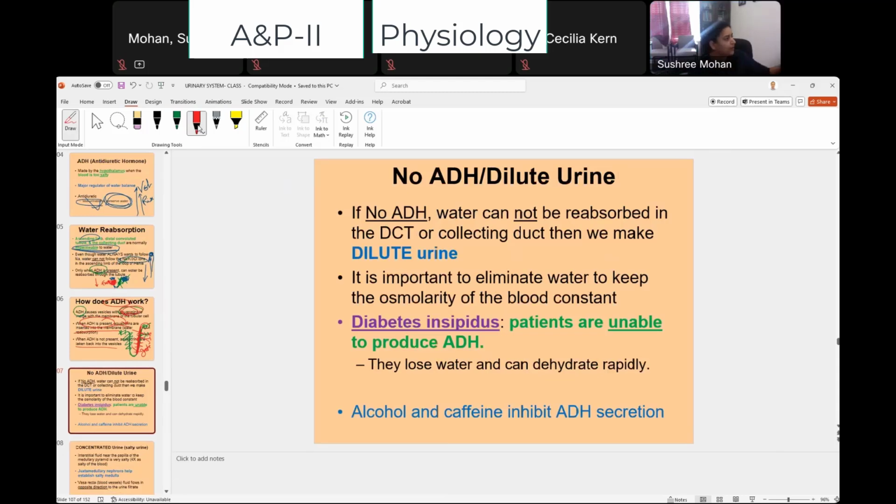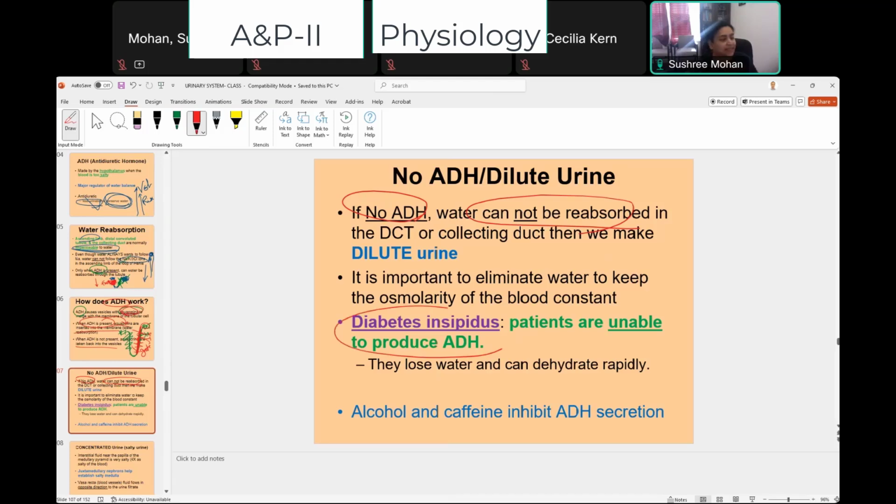So if you don't have ADH, antidiuretic hormone, then you don't have aquaporins. And if you don't have aquaporins, your water cannot be reabsorbed. Water cannot escape. All the water that is present in the DCT and the ascending limb will end up in the urine. You cannot reclaim back the extra water. So that is going to end up as urine. So you produce a huge amount of urine. The volume of urine will increase.